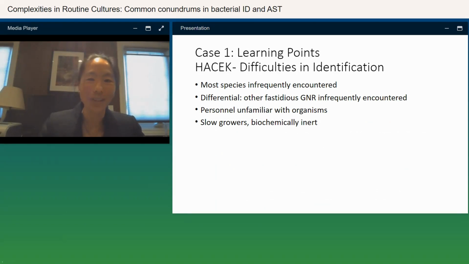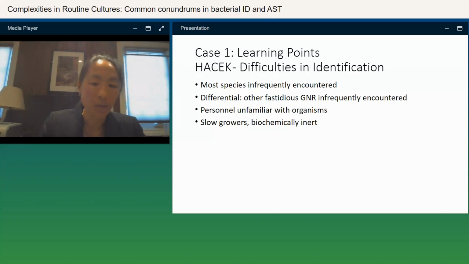And then going backwards now to the identification, some learning points here for the HACEKs. I don't think I need to tell anyone in the audience that we know they're not the most frequently encountered organism in the microbiology lab relative to our E. coli and staph. So we're going to have inherently less experience with these organisms, identifying them and performing susceptibility testing, if at all. The differential for them can frequently involve other fastidious gram-negatives, which we also encounter less frequently in the laboratory. So overall, we're just less familiar with these organism groups as we are with others. So these are just inherent difficulties in identification.